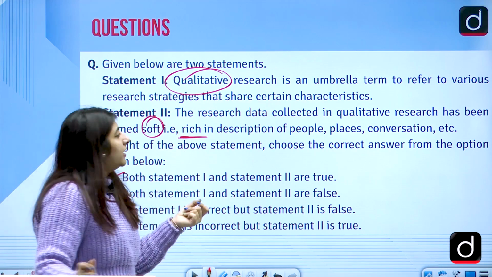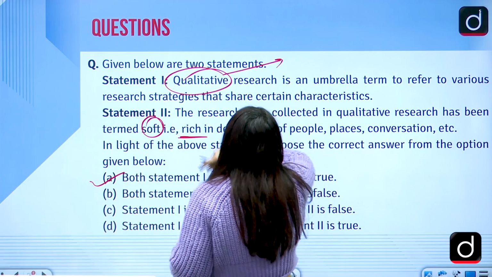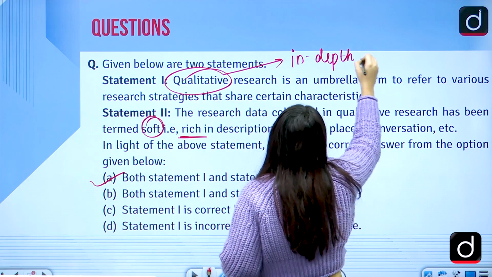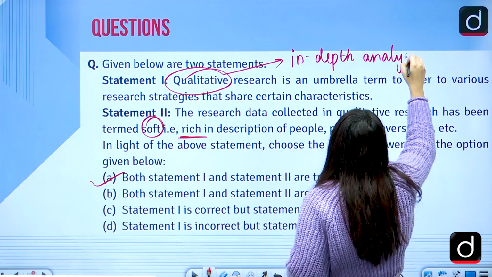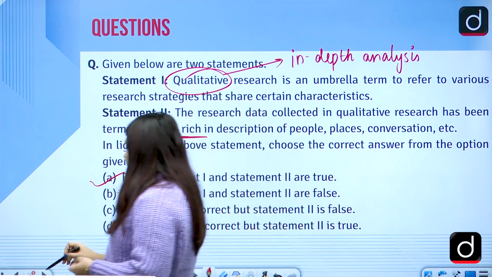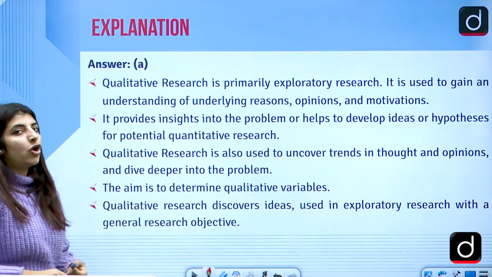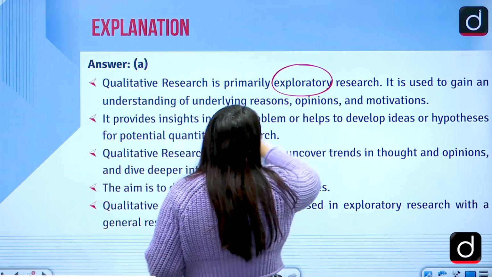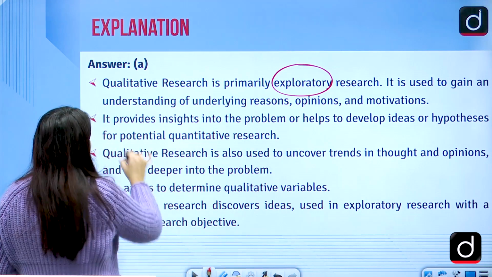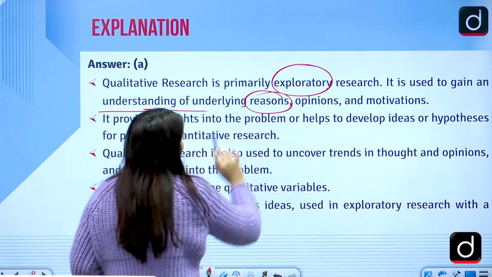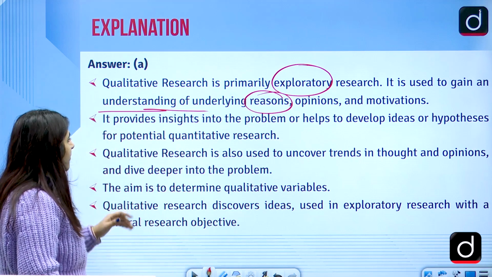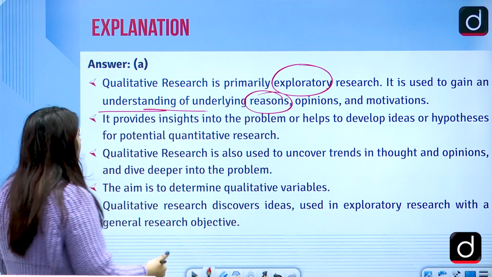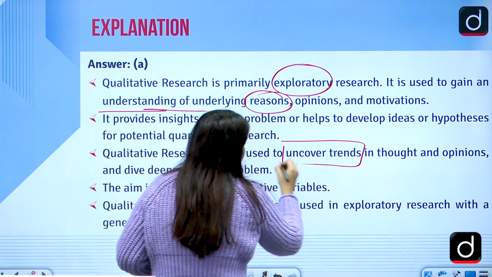So first of all, qualitative research is obviously the opposite of quantitative, and here we do the in-depth analysis, correct? We talk about the quality of certain things and not the quantity. It is primarily exploratory research, you are exploring something to gain an insight and understanding of certain reasons, opinions and motivations, right? And it helps us to develop certain ideas or hypotheses. Also used to uncover trends in thoughts and opinions.